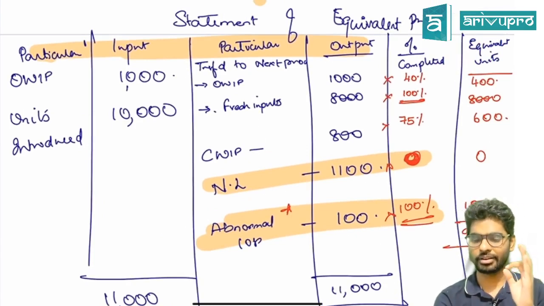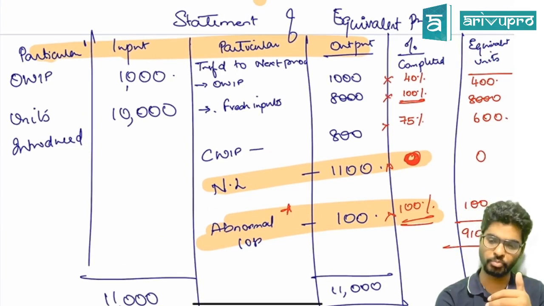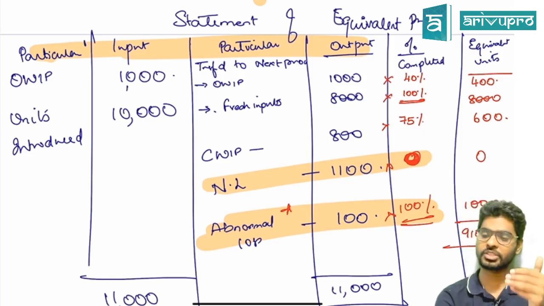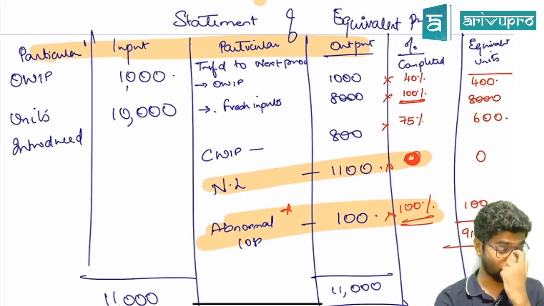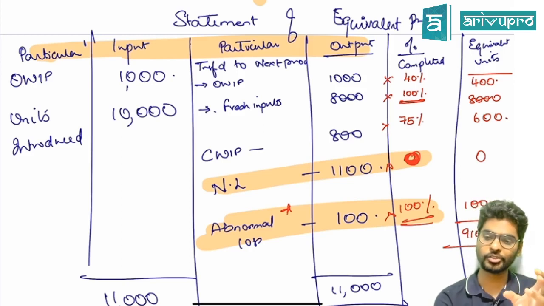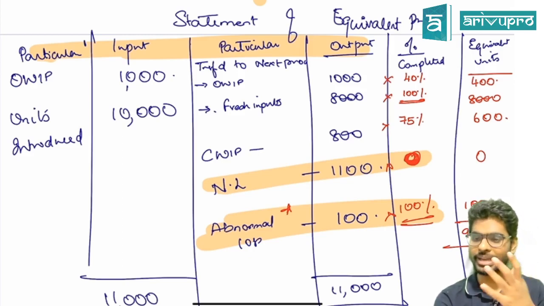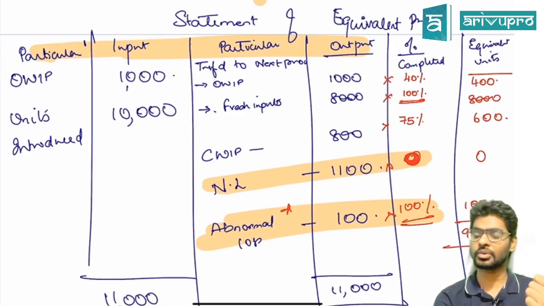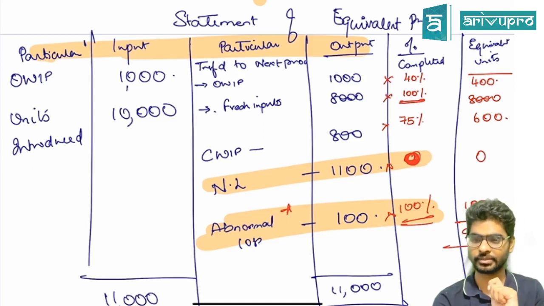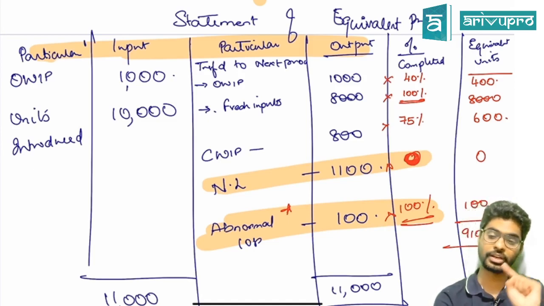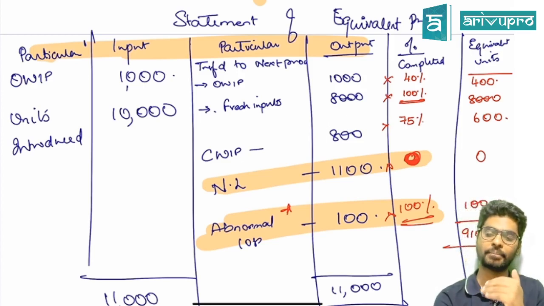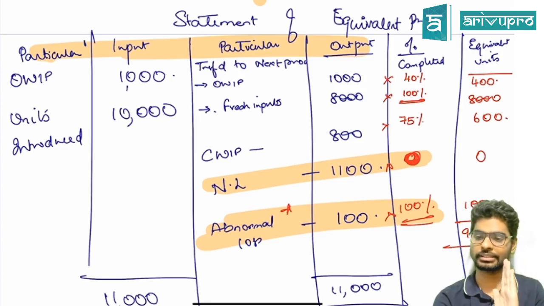What is the FIFO method? A FIFO method is a method where my inputs will be whatever my initial inputs are, that is the one which is going to go forward or go out first. So since I have 1000 units of my opening work in progress, out of my 9,000 units which have been transferred to the finished goods, the first 1000 units are going to be my work in progress units, right? Work in progress units were completed to an extent of 60% last year. So this year I will be completing only to the extent of 40%. Is everyone clear with this?